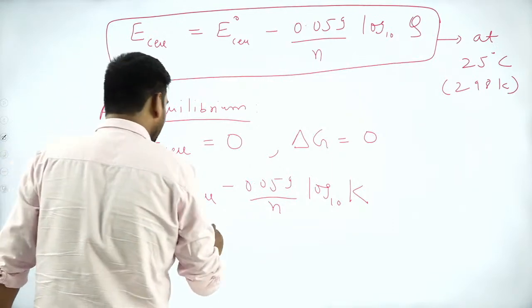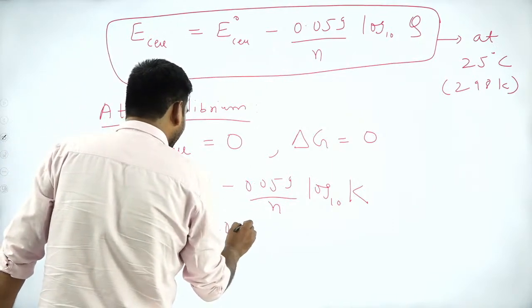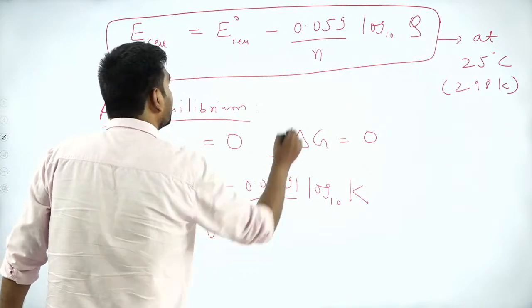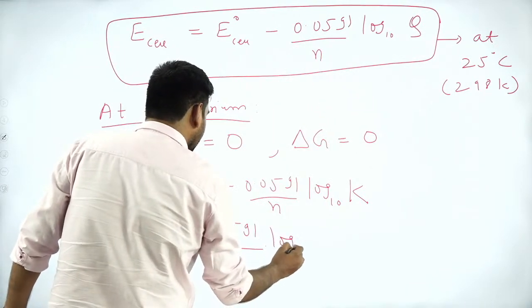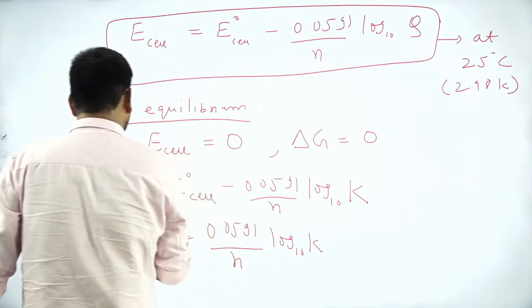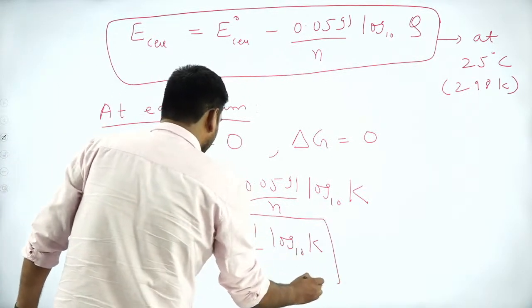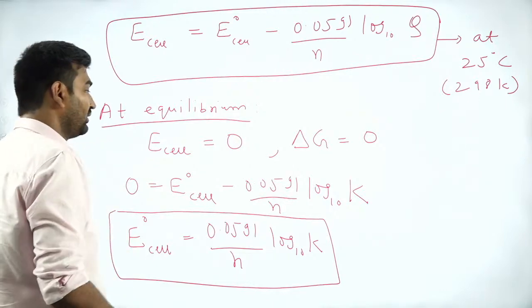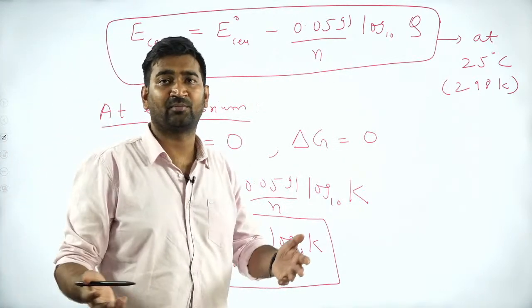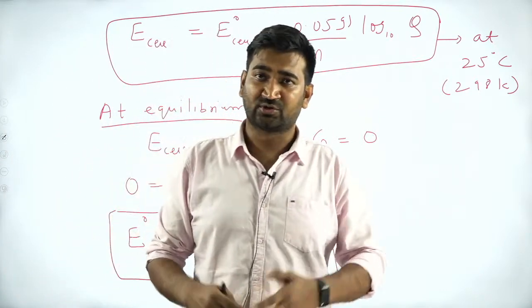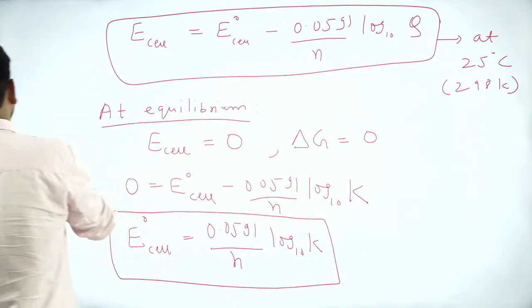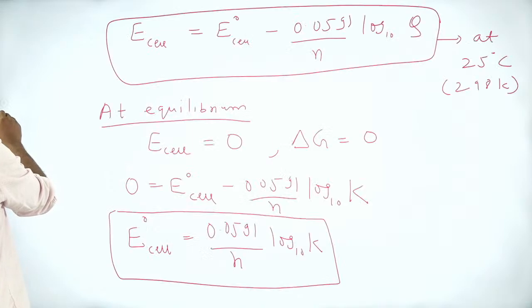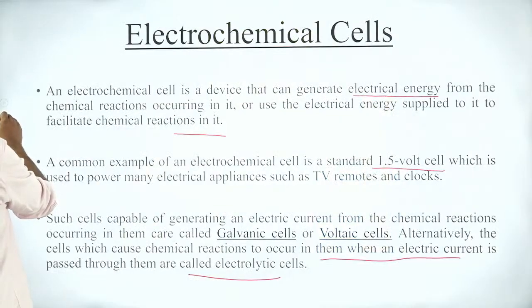So E naught cell will be equal to 0.0591 upon n log 10 K, and from here we have to take the anti-log and get the value of the equilibrium constant. So this is what we have discussed today in this session. Just go through again the slides of what we have covered.